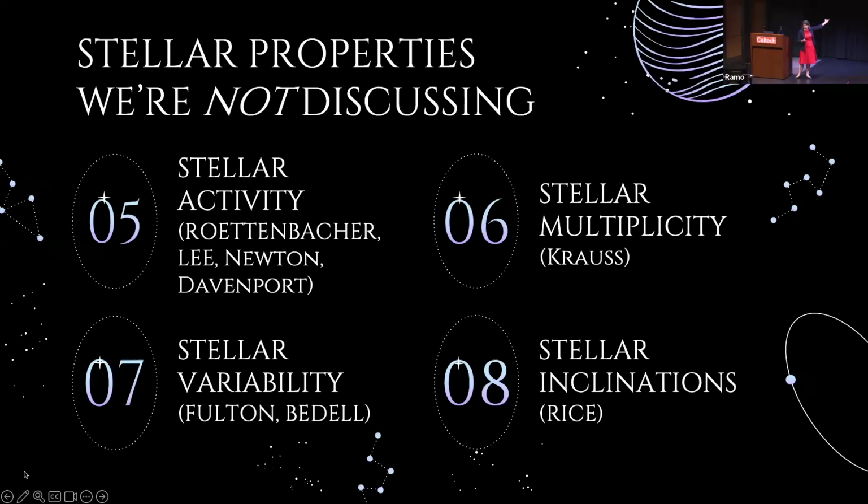Activity. You already saw a great talk by Rachel yesterday. Stellar multiplicity, Adam's talking later in the week. Stellar variability, there'll be a few talks. And stellar inclinations, stellar orbital and planetary inclinations. Melaine is going to talk later in the week about that. So we're not going to talk about those today, but I wanted to highlight there are so many ways that a star can influence the planet that forms around it.